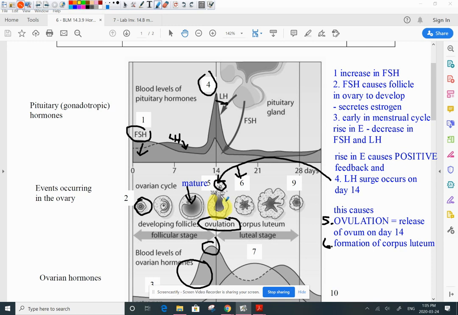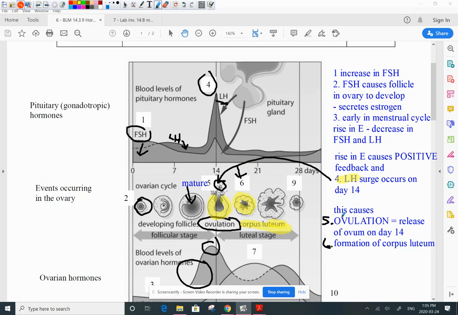Now, these cells that are here, I'm going to highlight them. The reason I'm highlighting them in yellow is because the word corpus luteum actually means yellow body. And so these cells that used to be the follicle are now transformed, and now they have become the corpus luteum. Why? Again, it all comes back to this LH surge, this huge rise in LH that occurs right on day 14.